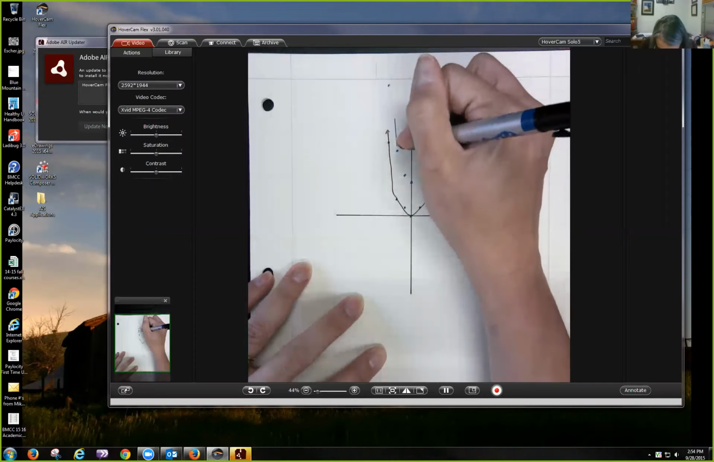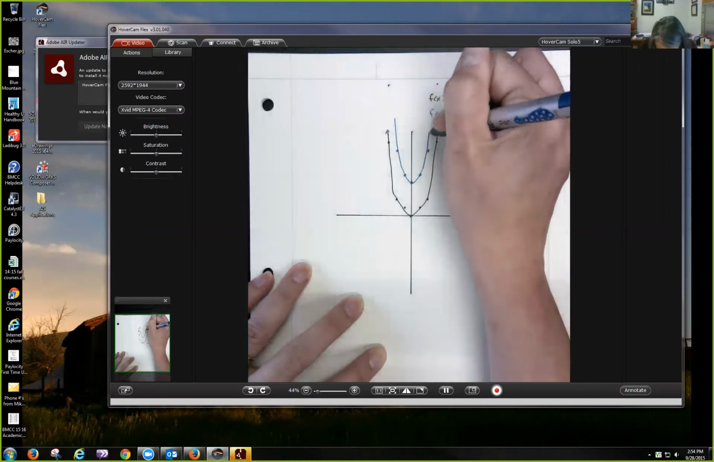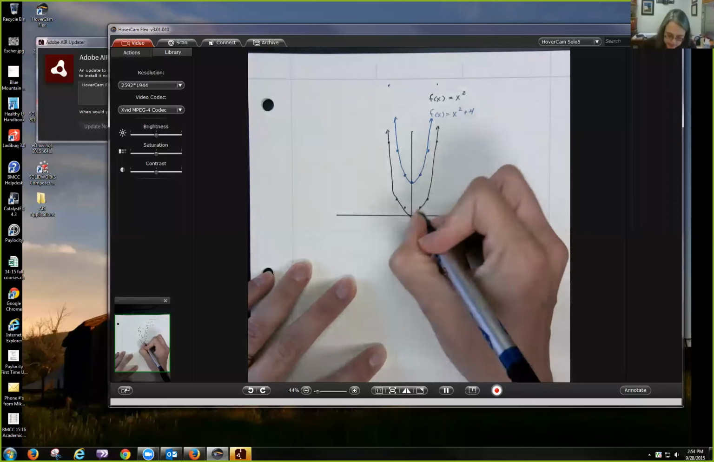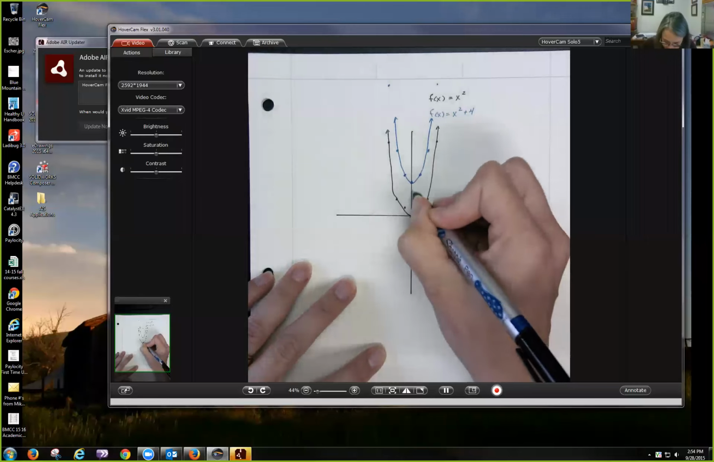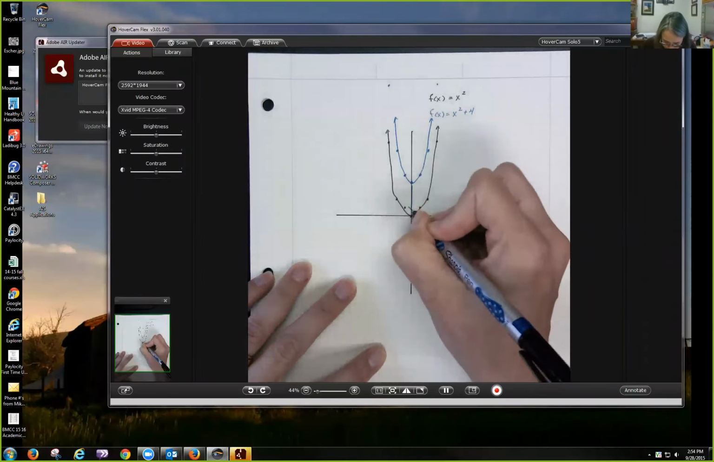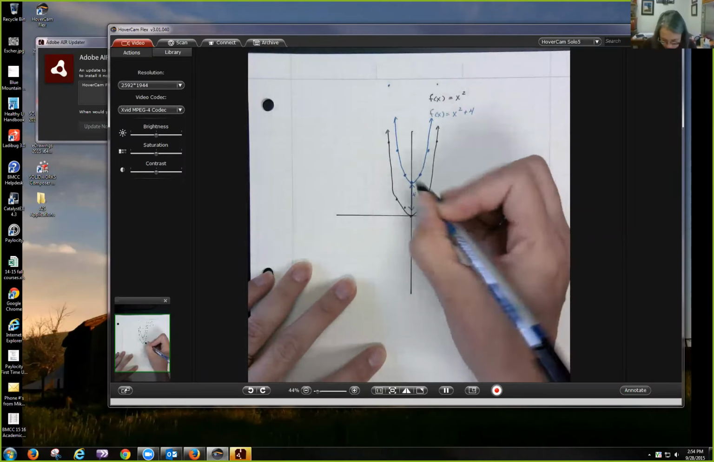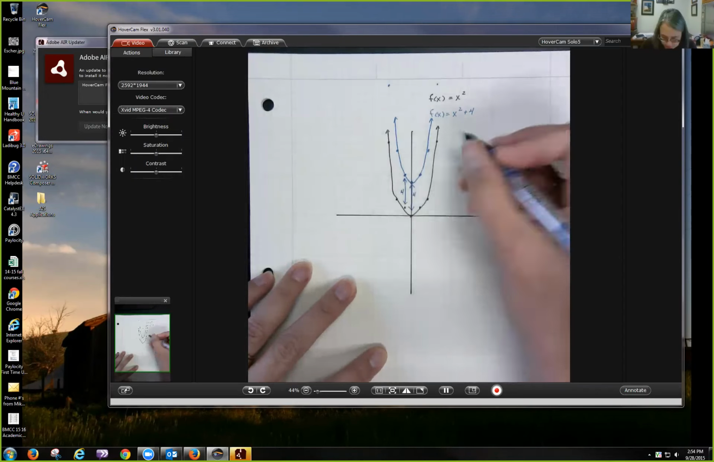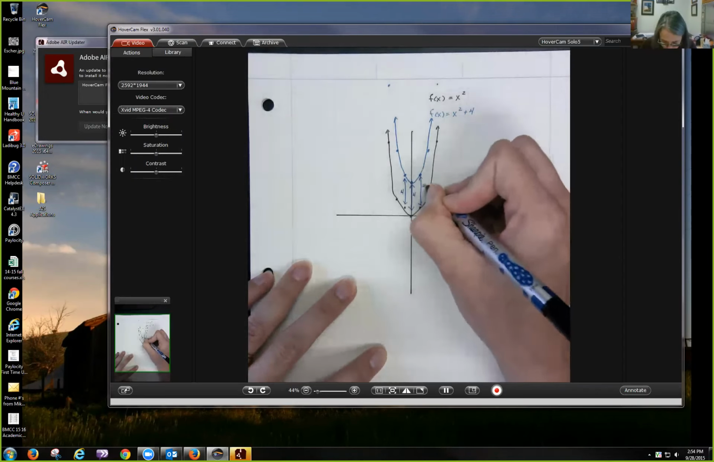Okay. That's pretty close. Now, what I want you to notice is if I look at each of these points that I graphed, the vertical distance between those 2 points is 4. The vertical distance between those 2 points is 4. The vertical distance here is 4, and so on and so forth.